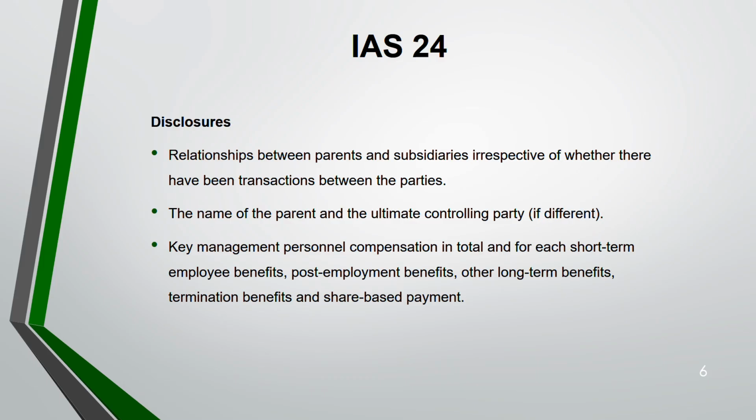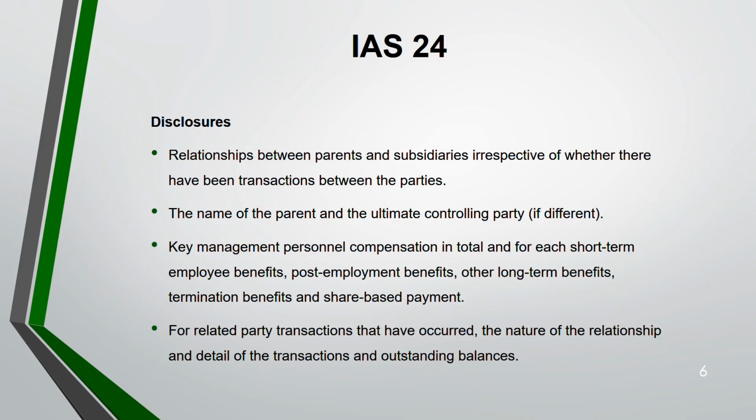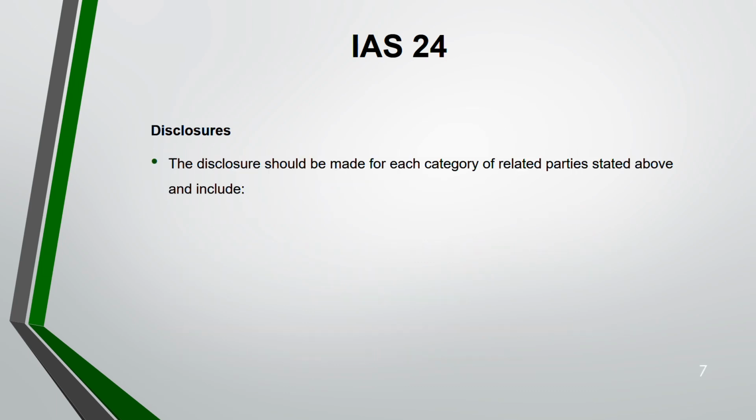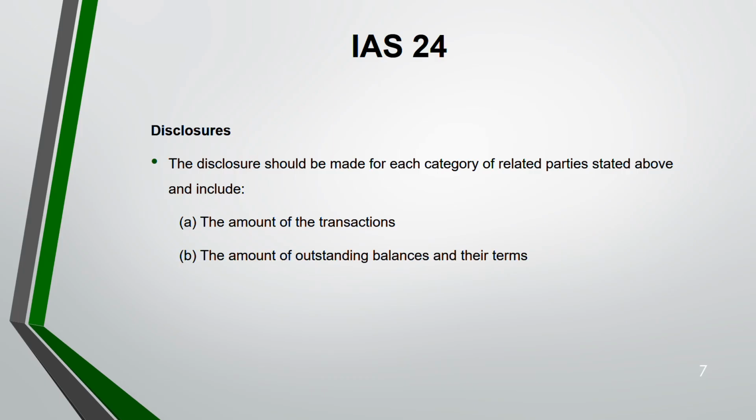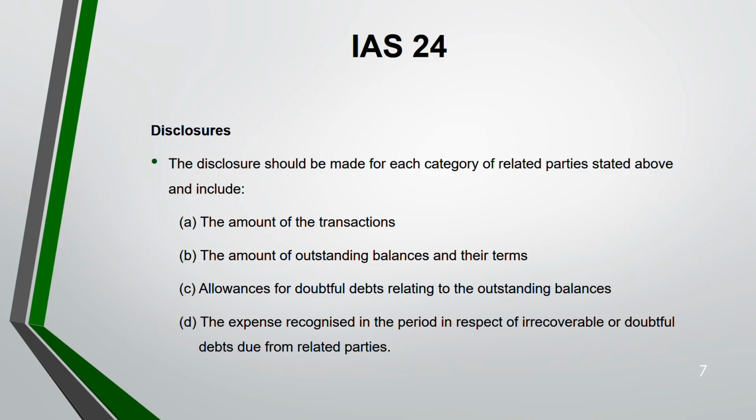For example, what is their employment benefit, what is their post-employment benefit; you don't have to aggregate them, you have to show it separately. Next, for related party transactions that have occurred, disclose the nature of the relationship, the details of the transactions and the outstanding balances. Disclosure should be made for each category of related parties stated above and includes the amount of the transaction, the amount of outstanding balances and their terms, allowance for doubtful debts relating to the outstanding balances, and the expense recognized in the period in respect of irrecoverable or doubtful debts due from related parties.